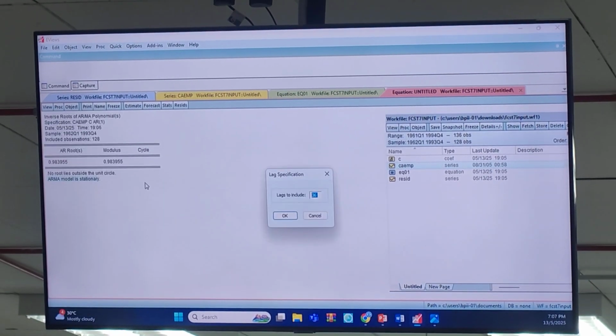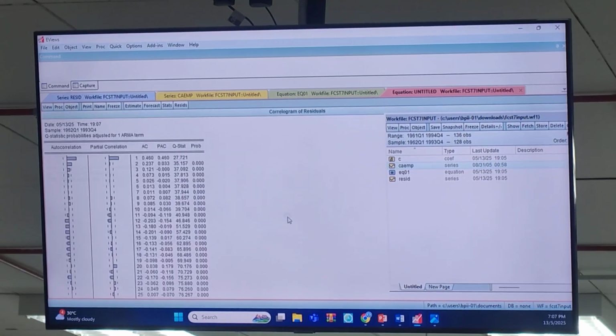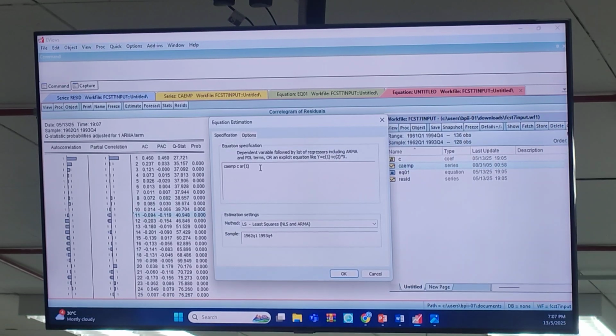Residuals: you go to View, Residual Diagnostics, Correlogram, Q-statistic. Again Q 11, this one is also the same. So AR1 also is not a good model, the residual is not white noise, so you have to consider another model. This one cannot be used. How about AR2? Estimate, add one more, AR2.